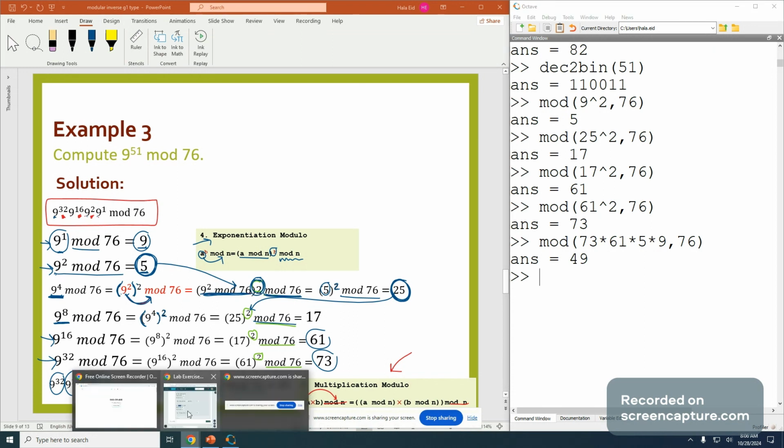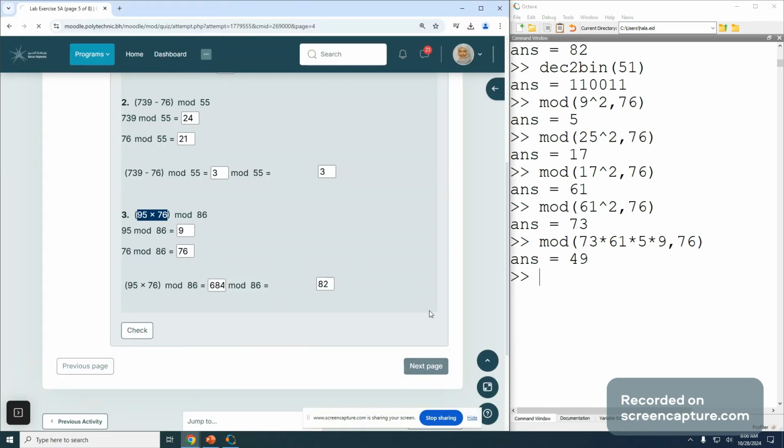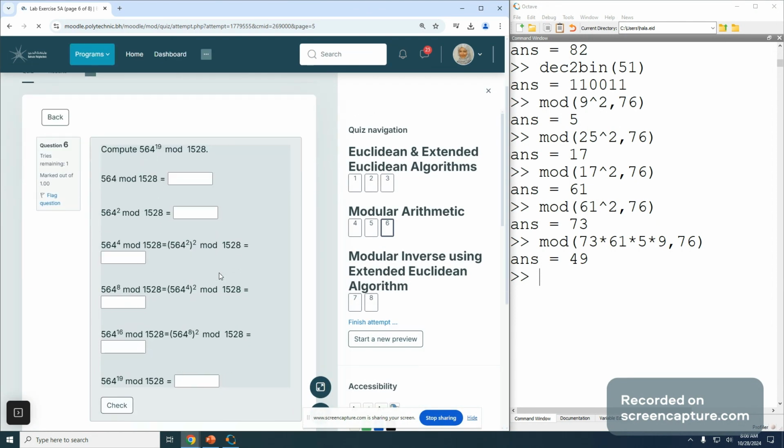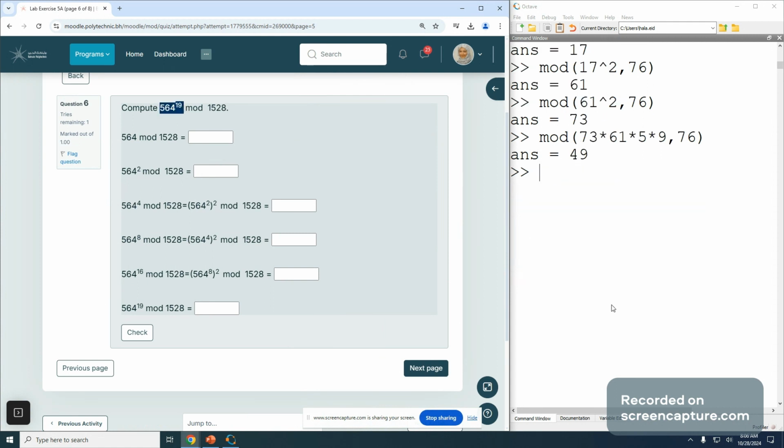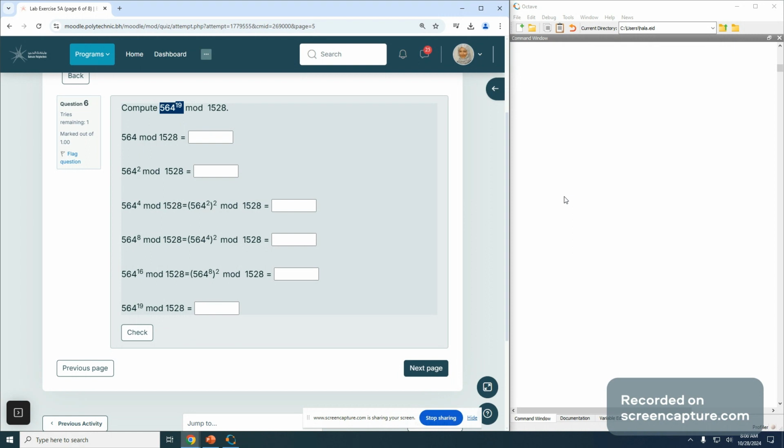Let's take a quick example as well from Moodle. So here, if they ask you to compute this, and obviously this is a big power, we said, what is the first step? Well, the first step is to convert this big power into smaller powers.